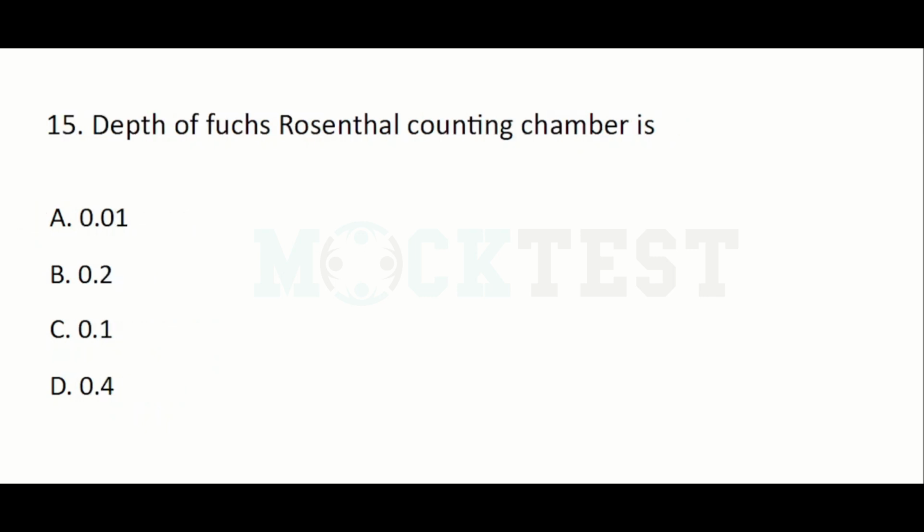Next question. Depth of Fuchs-Rosenthal counting chamber is option A 0.01, option B 0.2, option C 0.1, option D 0.4. Answer is option B 0.2. Depth of Fuchs-Rosenthal counting chamber is 0.2.